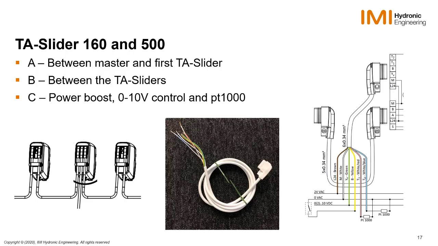So these are the three cables you use for slider 160 and 500. A cable to connect the master with the first slider. B is to connect the sliders between each other. And then C to give extra power if you have a long daisy chain, to control 0 to 10 or to connect a PT1000 sensor.